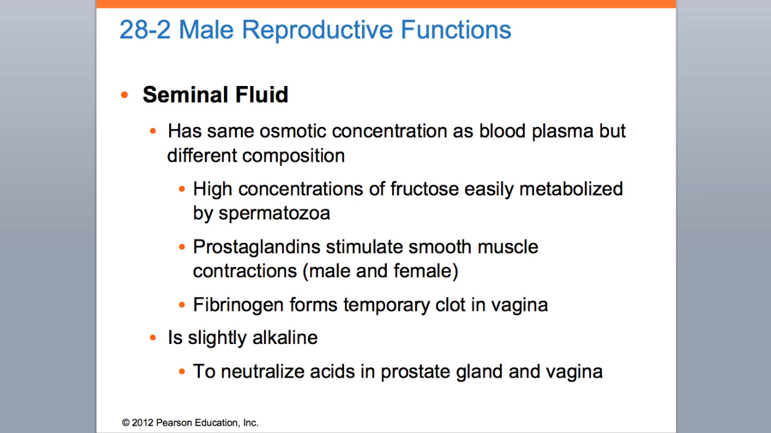Next we see is slightly alkaline. Okay. Now why do I want that? It says it nicely here: to neutralize the acids of the prostate gland and the vaginal tract. The vaginal tract is very harmful for sperm. It's very acidic. It will kill it. So the first thing we got to do is neutralize the pH of the vaginal opening. And that's what this fluid will do. Next slide.